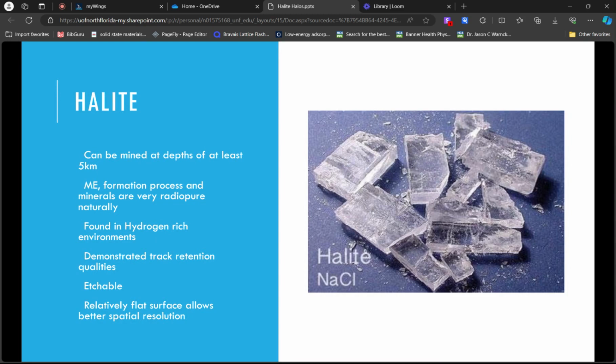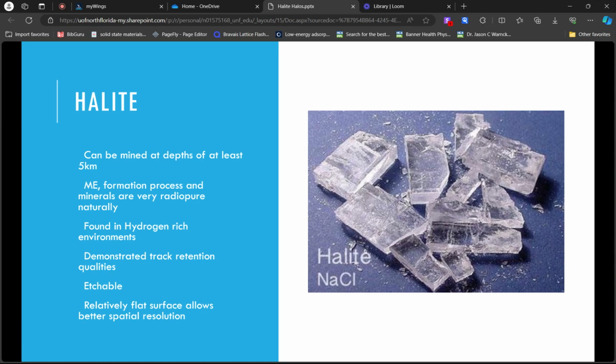Now, halite is the material we have selected for the course of this project. Halite can be mined at a depth of at least 5 kilometers, so we can get rid of the cosmogenic radiation. It's a mineral evaporite, and the formation and process of it is very radio-pure. It's just sodium and chlorine with very few imperfections. It's found in hydrogen-rich environments, forming near water, silt, soil, rock caves, and so on, which helps prevent the neutron interactions.